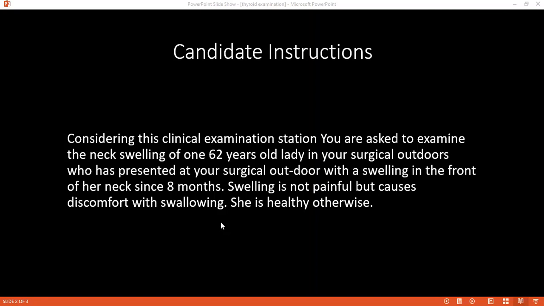Okay, and once you are doing percussion, you have to percuss the sternum as well to see the extent of the thyroid if it goes below. So the rest, you remember to do all the rest. Thank you very much. Yeah, good.